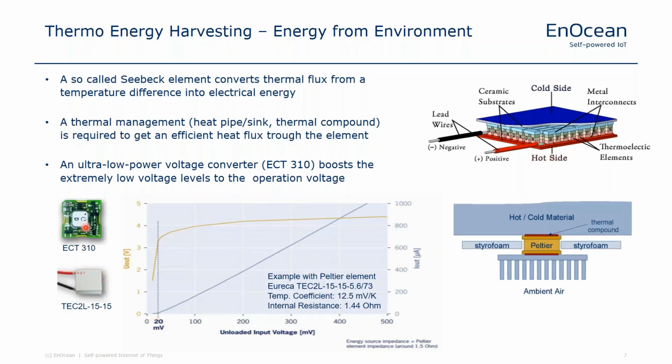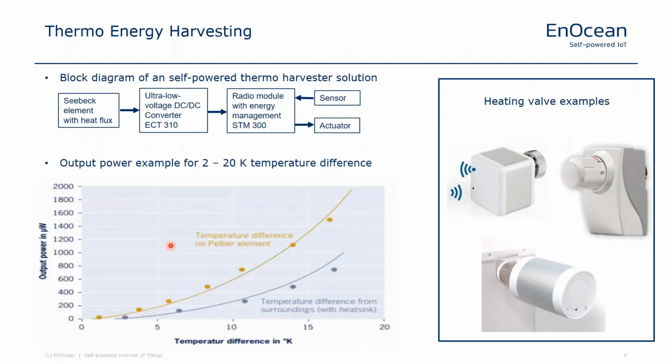And then we invented, like 10, 12 years ago, the ECT 310, which is an ultra low power voltage converter. This voltage converter boosts this extremely low voltage into higher levels of operation, which means about 3 to 4 volts to load the capacitor. On this slide, you'll see the block diagram. So what you have already seen are the 3 big elements. Then comes this very specific converter, the ultra low voltage DC-DC converter, which starts already at 20 millivolts.